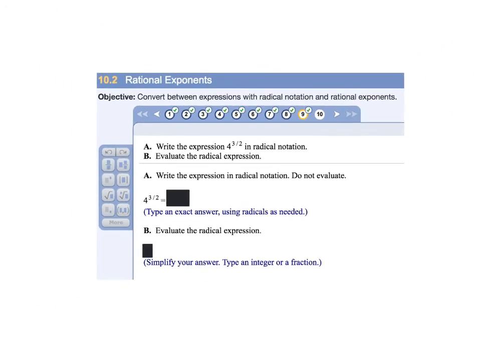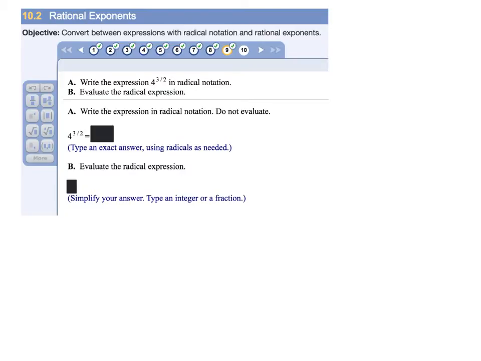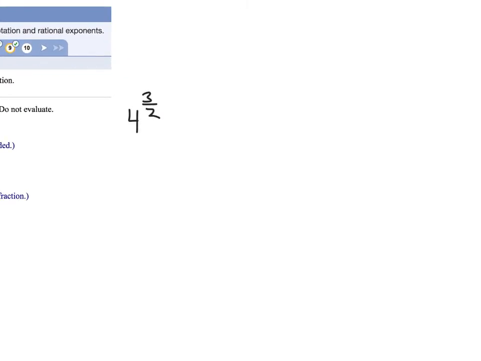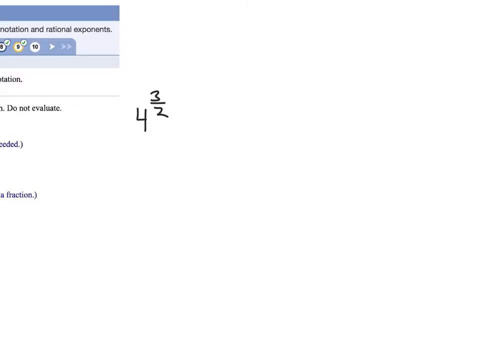All right, so two-parter. First, we're going to write down 4 to the 3/2 in radical notation. Then we're going to simplify. So in radical notation, we know that the 2 becomes the second root of 4 raised to the third power. That's it. That's all they want us to do. They don't want us to simplify any further for the first part of the problem.